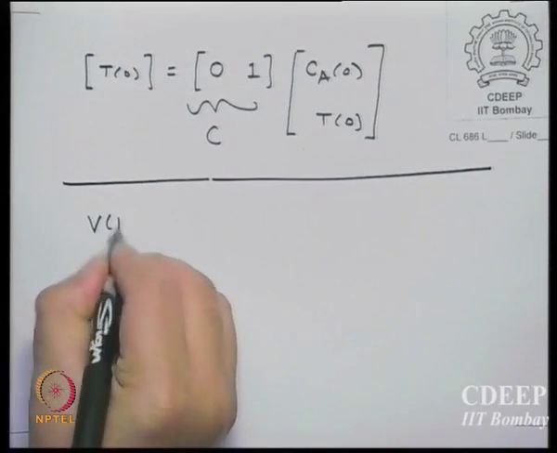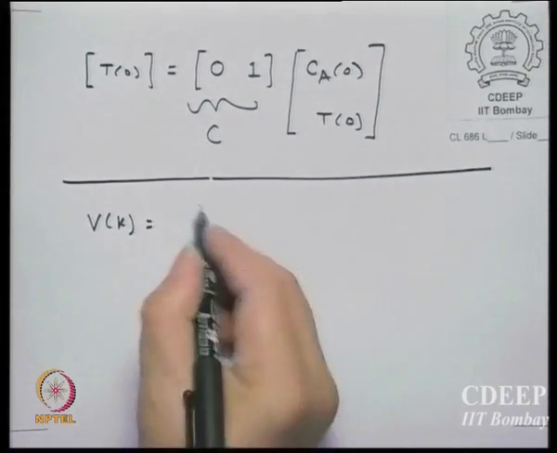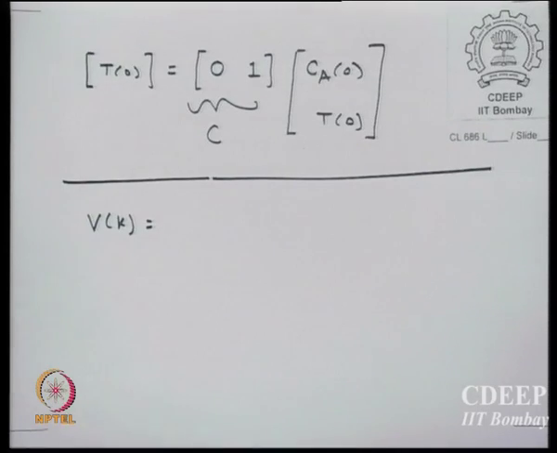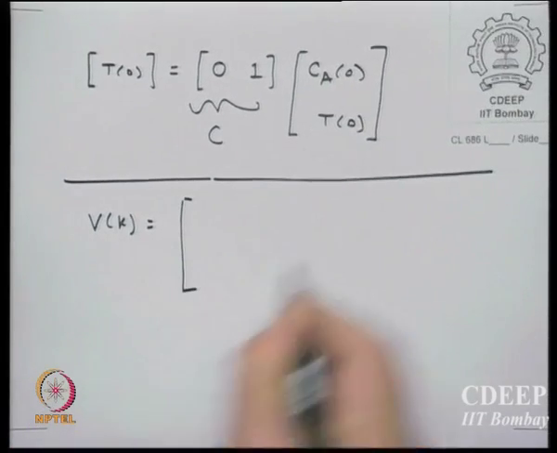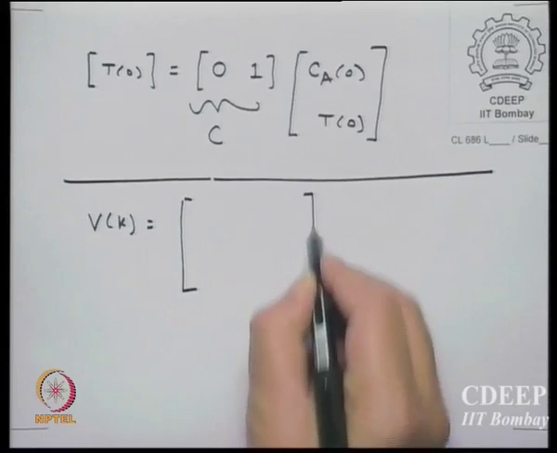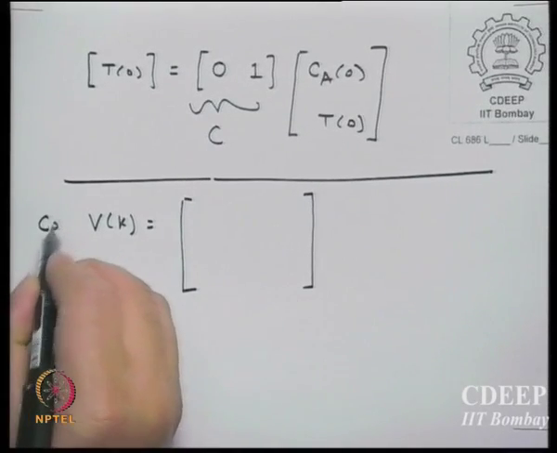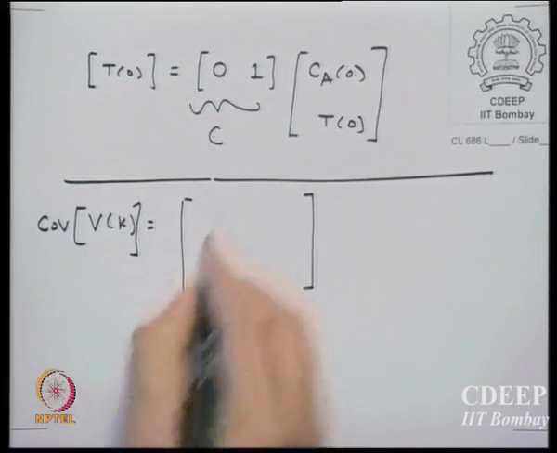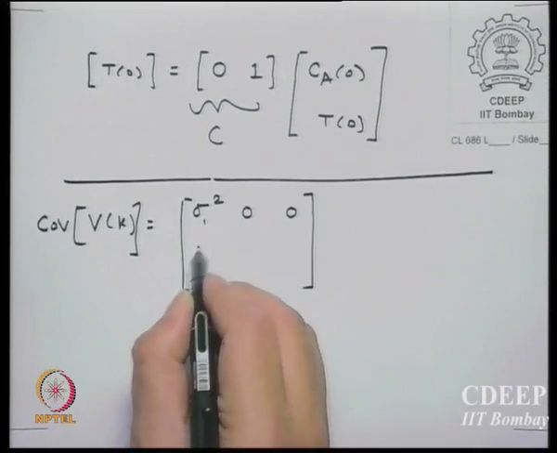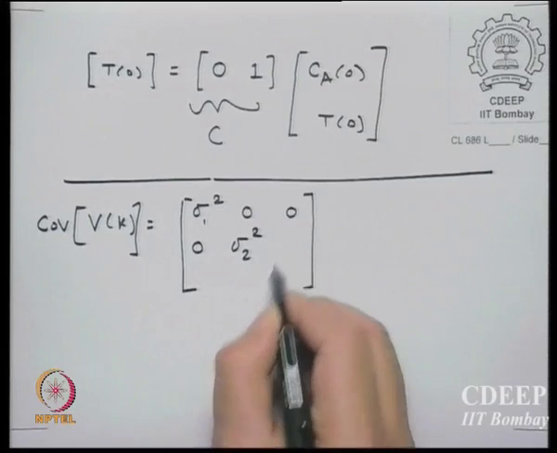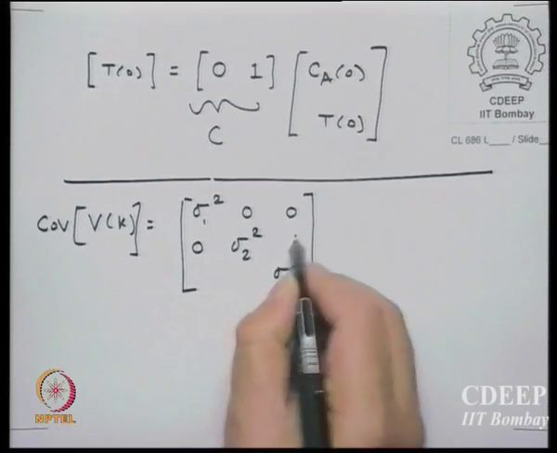See this VK, let's assume it to be a white noise. Suppose there are three sensors. Then I will say that the covariance of VK is a diagonal matrix: sigma 1 square, sigma 2 square, sigma 3 square, with zeros elsewhere.